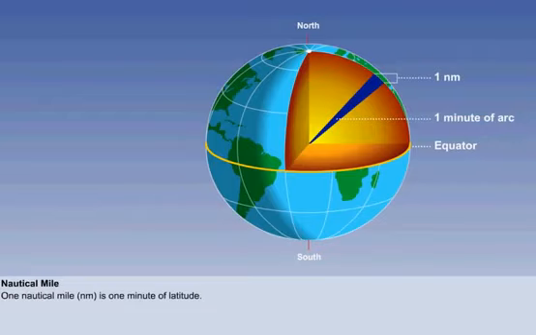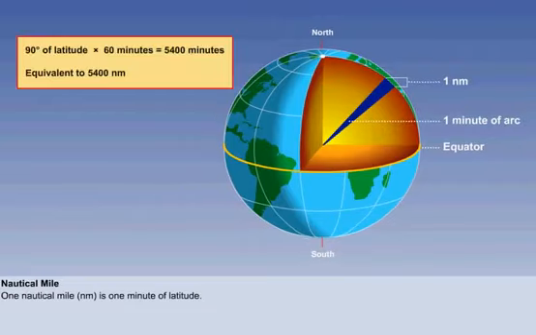We know that from the equator to the pole there are 90 degrees of latitude. There are 60 minutes in a degree, so there are a total of 5,400 minutes of latitude from the equator to the pole. The distance from the equator to the pole is therefore 5,400 nautical miles. It follows, therefore, that there must be 4 times 5,400, or 21,600 nautical miles, around the circumference of the Earth.